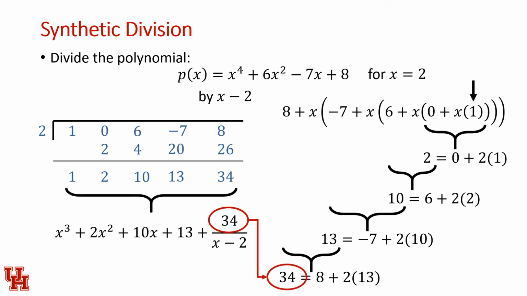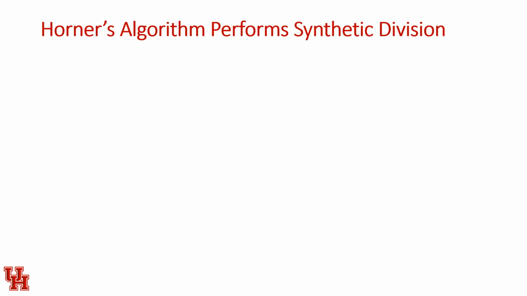The steps for both algorithms are identical, meaning that the remainder term for synthetic division is equal to the value of the polynomial p of x for x equals 2. In other words, we can evaluate a polynomial at x for any value c by applying synthetic division with a divisor of x minus c. This algorithm, used to evaluate both a polynomial as well as perform synthetic division, is known as Horner's algorithm.